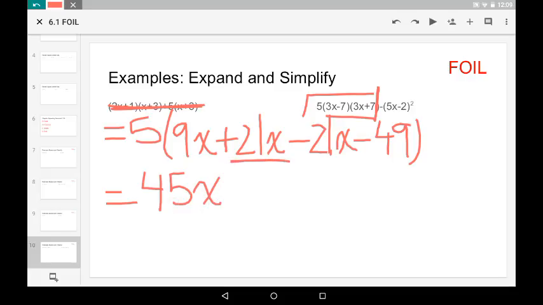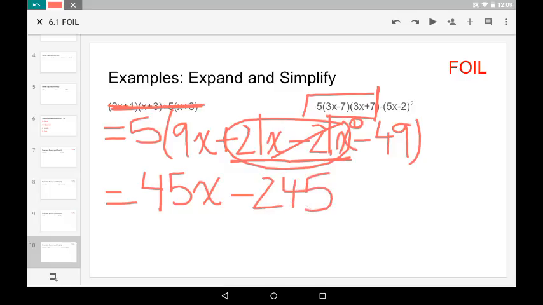Notice here we have plus 21x minus 21x. So this all goes to 0, so I don't have to multiply that by the 5 because that's 0. 5 times negative 49 is negative 245, which incidentally is the same answer we got the other way. Now, I'm going to also include the last part of this equation.